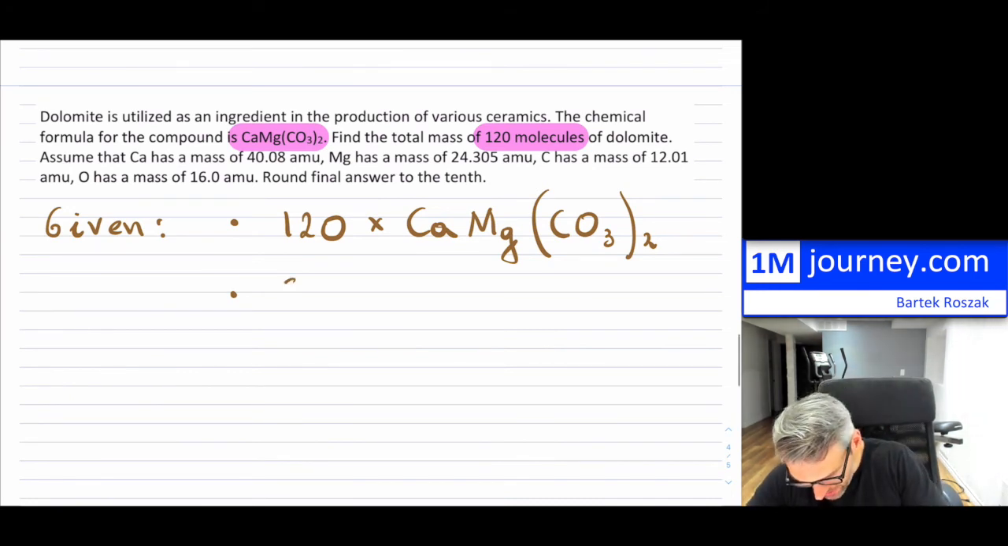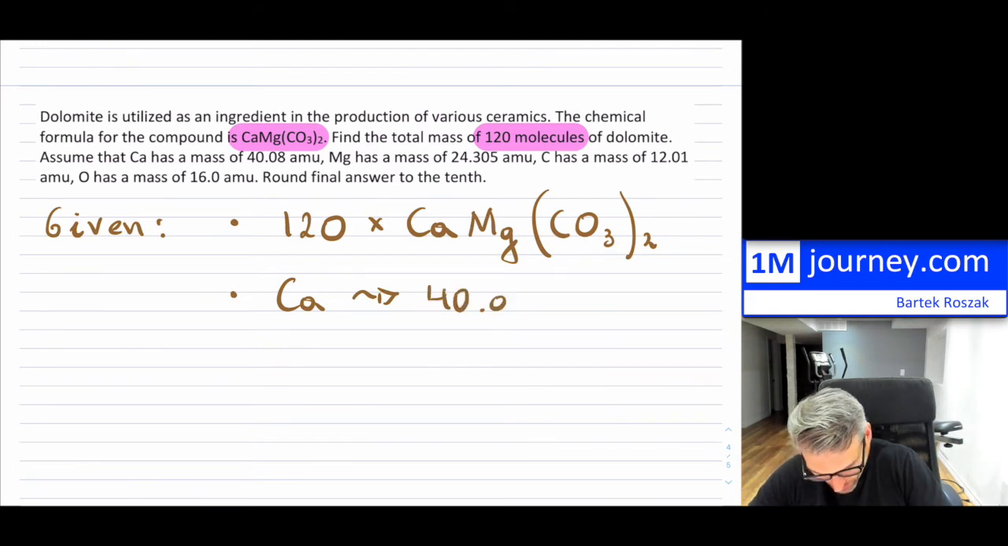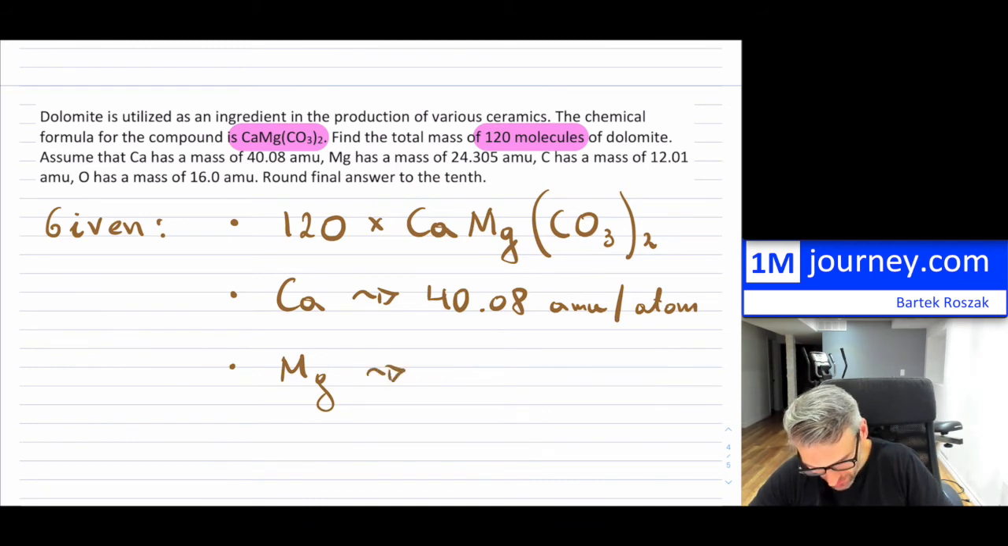So let's write these. So we have Ca, that was 40.08. These are atomic mass units per atom. That's 1. Then we have Mg, so the magnesium, which was 24.305 atomic mass units per atom.